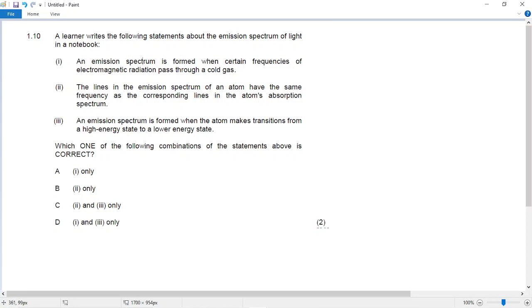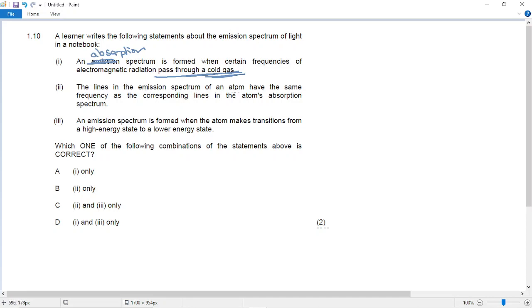A learner writes the following statements about the emission spectrum of light in a notebook. An emission spectrum is formed when certain frequencies of electromagnetic radiation pass through a cold gas. No, if you are cold, you absorb energy, so this creates an absorption spectrum. This is wrong.